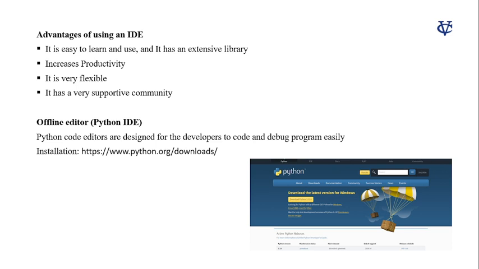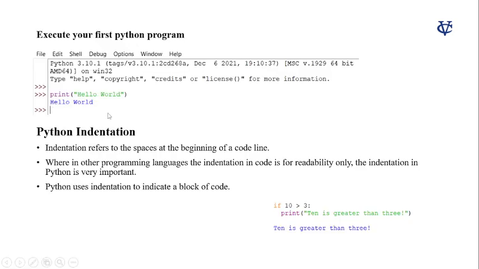For the offline IDE, we can simply go to the website www.python.org, download it, and we can get an offline IDE. This is the offline IDE where we get the Python shell.